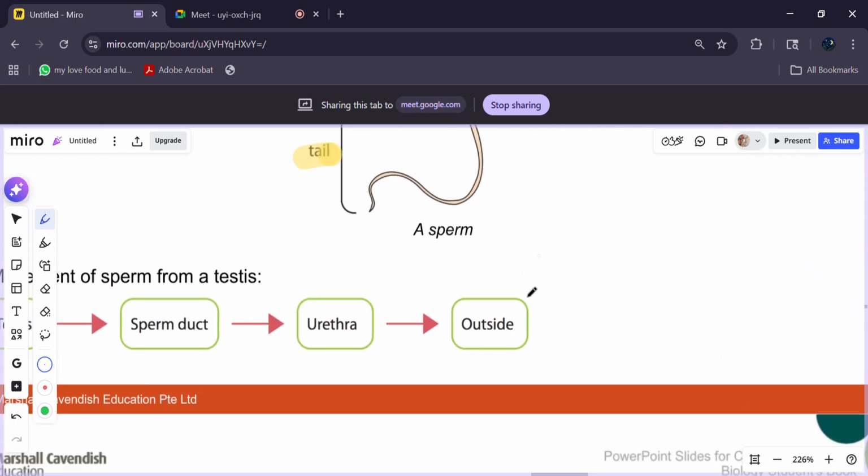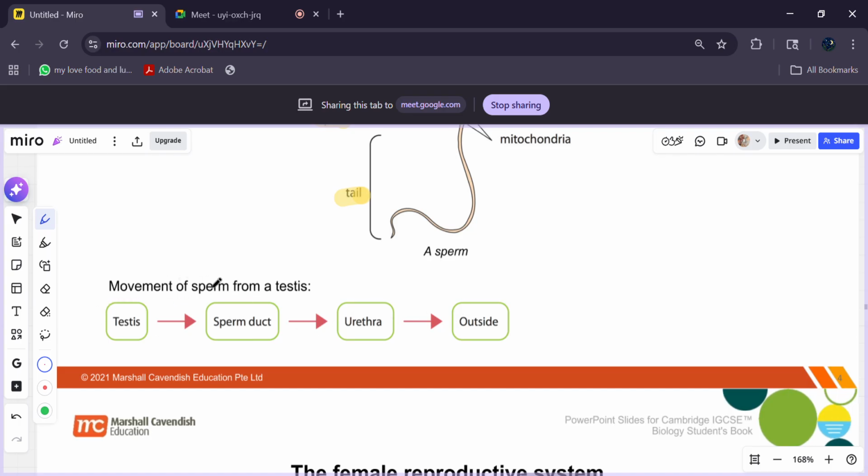Let's move on, since now we understand this is the movement of the sperm from the testis. This is something you should memorize, and it will come in your exam. So the testis, sperm duct, urethra, and outside.